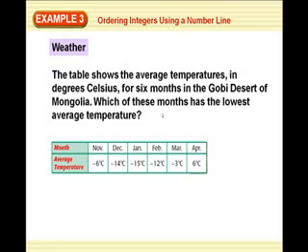So example number 3, the weather. The table shows the average temperatures in degrees Celsius for 6 months in the Gobi Desert of Mongolia. Which of these months has the lowest average temperature? So what's the lowest average? So we look at these numbers, this one's positive, so it's out. What's the biggest negative number right there in January? That's the lowest.